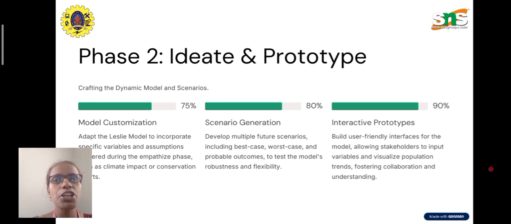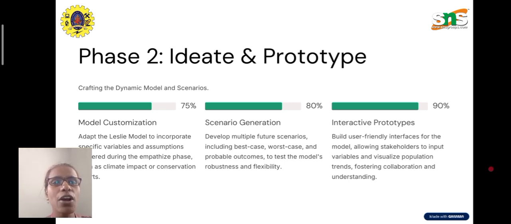second phase is we need to ideate and prototype. So crafting dynamic models and scenarios. So model customization, so just adapt the Leslie model to incorporate the specific variables and the assumptions from the empathize phase. Okay, so which is climate impact or conservation results. Okay, the next thing is we are going to have the scenario generation.